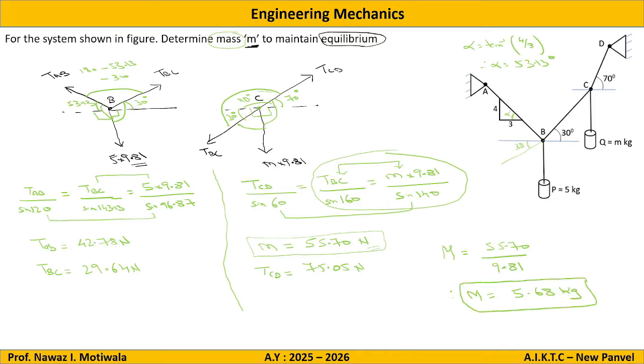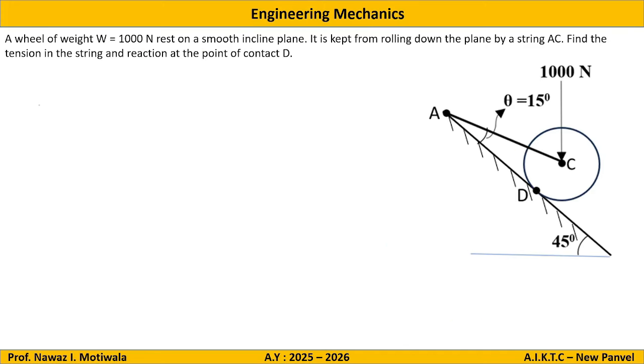Okay, this completes the problem. Let us go to the next question, which says: a wheel of weight W equal to 1000 Newton rests on a smooth inclined plane. It is kept from rolling down the plane by string AC. Find the tension in the string and reaction at point of contact D.